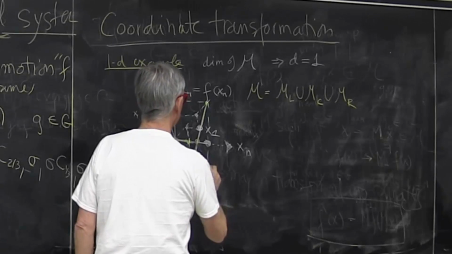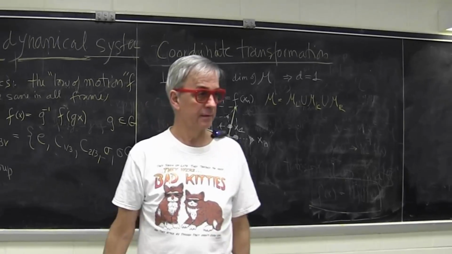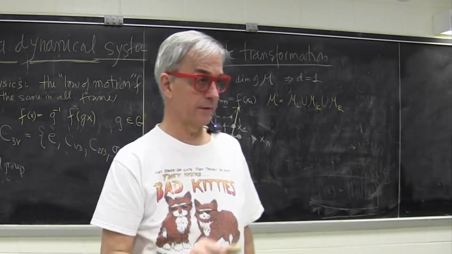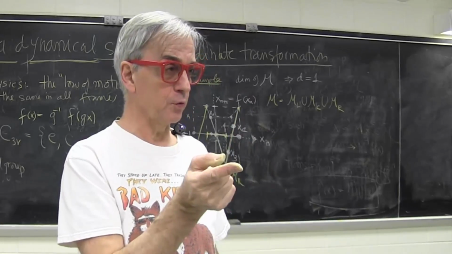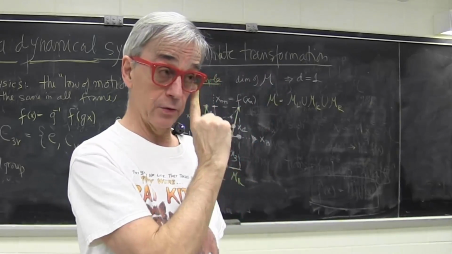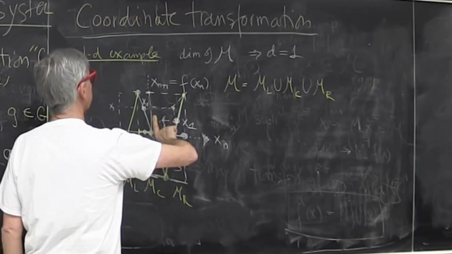So this is x3. Sorry, here, what is the space of the dynamical system? It is the unit interval. The interval from -1 to 1 is being mapped into -1 to 1. So you're mapping this axis into this axis.